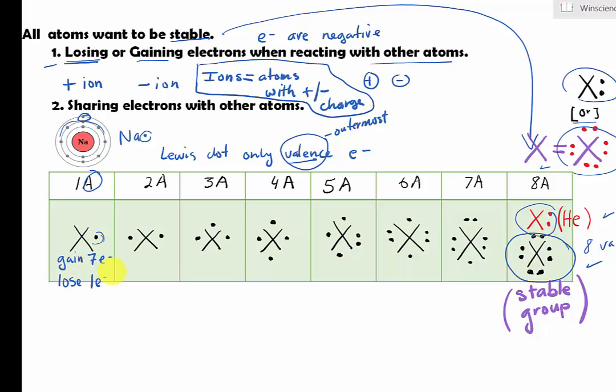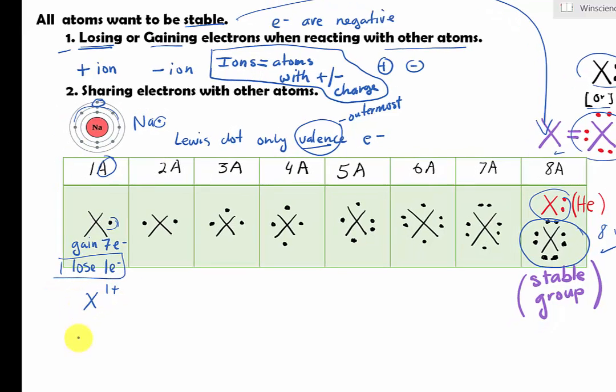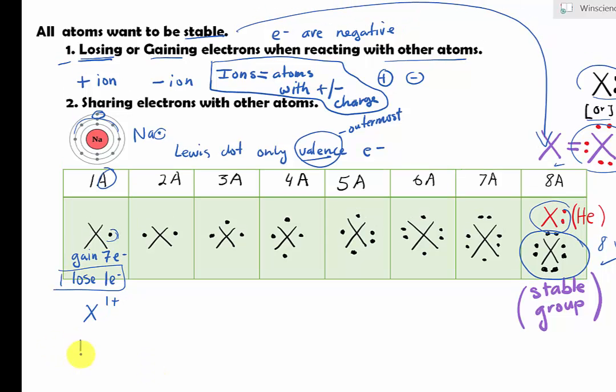With these two options, you have to compare in terms of values which one is smaller. The smaller it is, the easier it is to become stable. In this case, gain 7 electrons or lose 1, so of course, losing 1 would be the easier option. That's why all the elements in group 1A will lose 1 electron and they become an ion that has 1 positive charge. An example would be sodium in this case that we're looking at. Therefore, you will see sodium to have a 1 plus charge all the time.